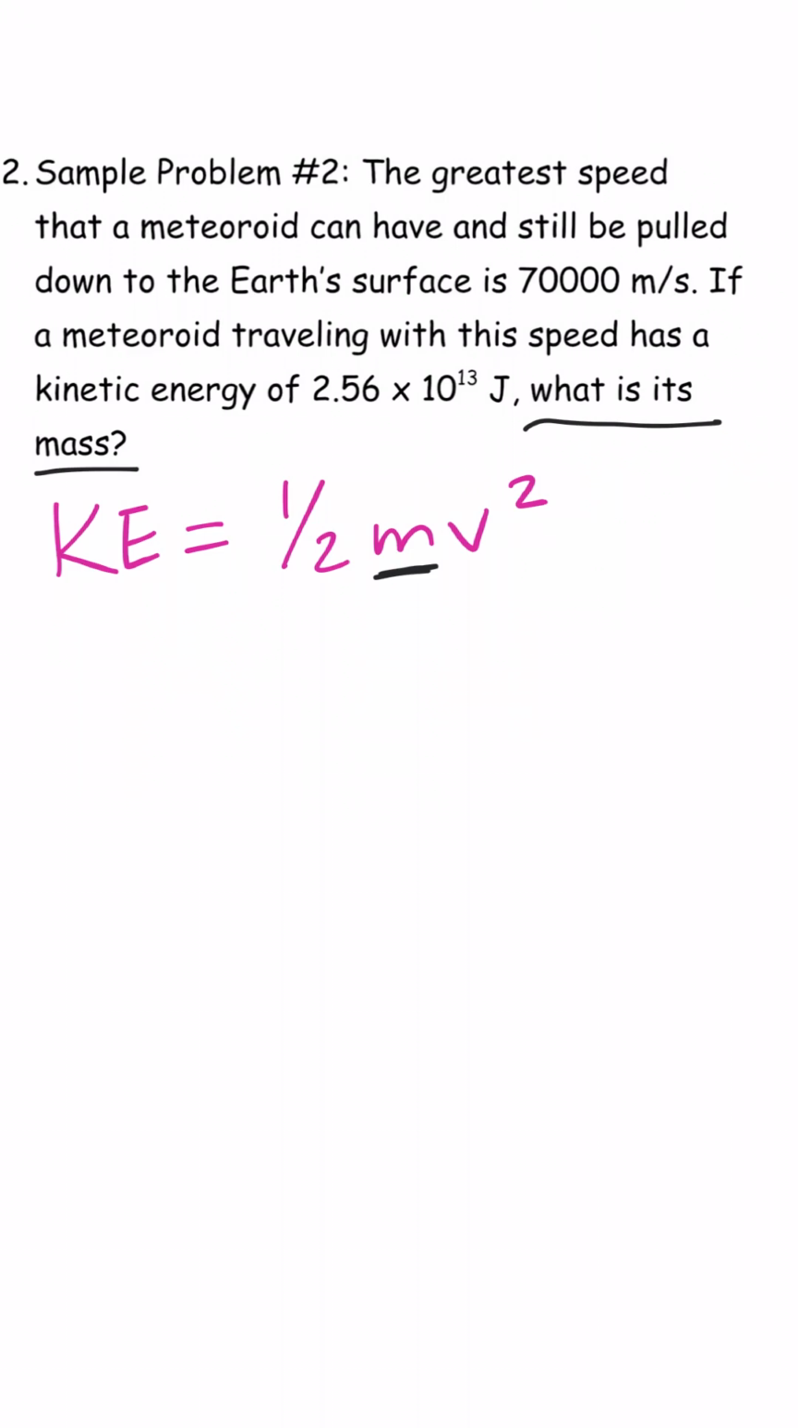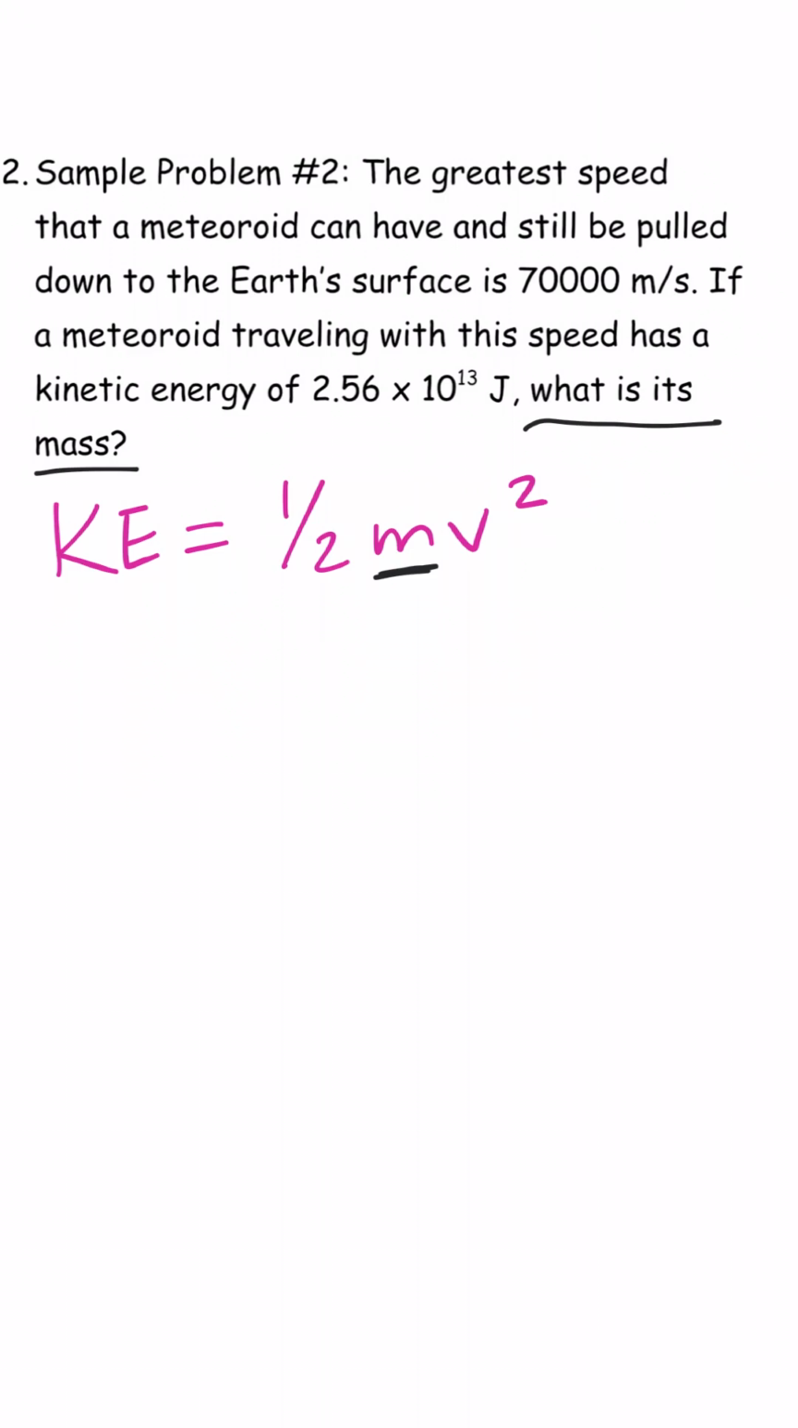Okay, sample problem 2. The greatest speed that a meteoroid can have and still be pulled down to Earth's surface is 70,000 meters per second. If a meteoroid traveling with this speed has a kinetic energy of 2.56 times 10 to the 13th joules, what is its mass? All right, so I'm going to start out by writing my formula. Probably the first thing I need to do here is determine what am I looking for? What do I need to solve for? What is its mass? So I know that I'm solving for mass.